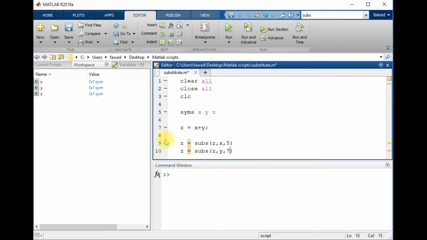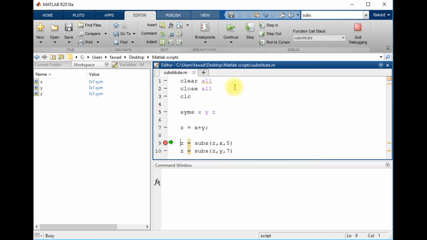I will show you that when I execute this code line by line, you will see what is going to happen. When line number 9 gets executed, the result is z is equal to y plus 5. But when line number 10 also gets executed, instead of y the value is now 7, so 7 plus 5 is equal to 12.